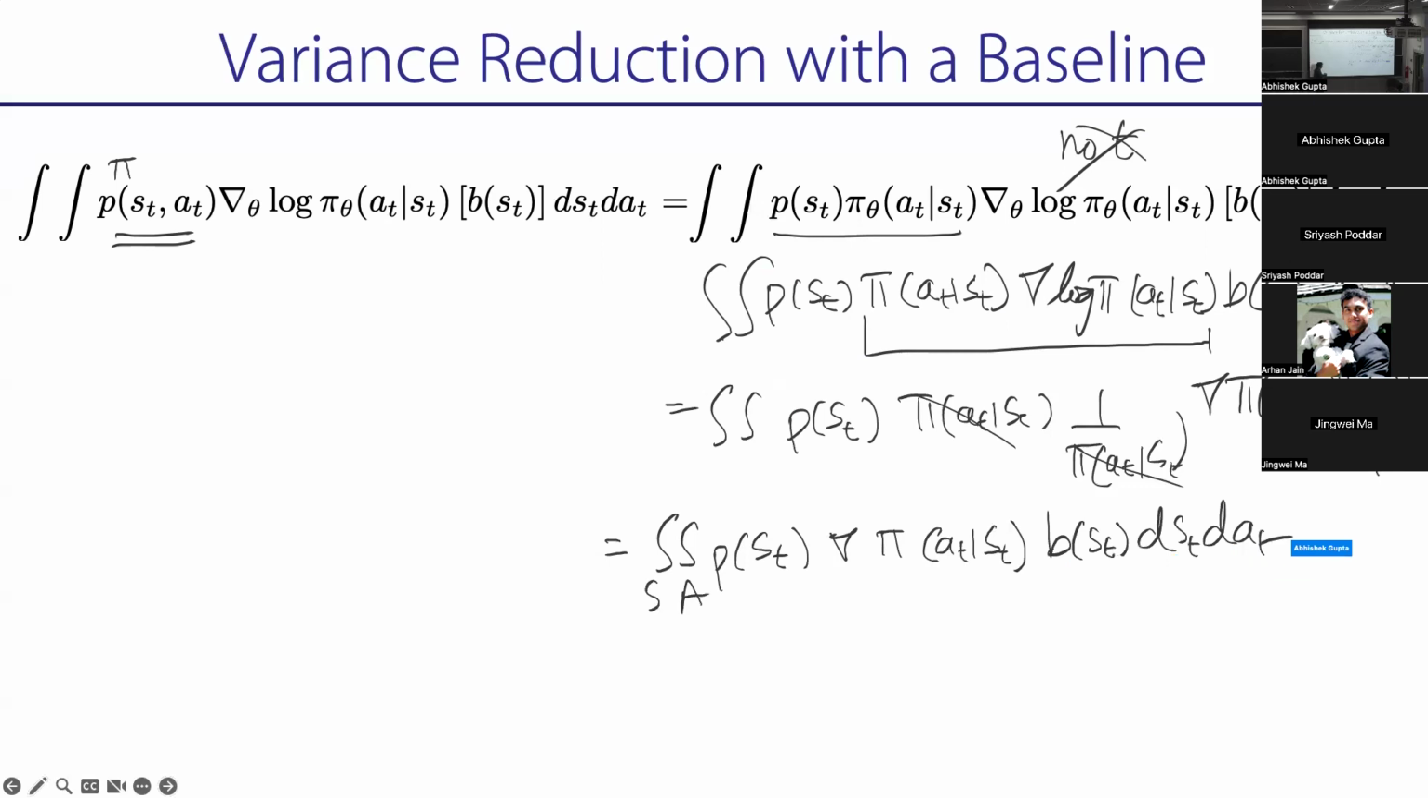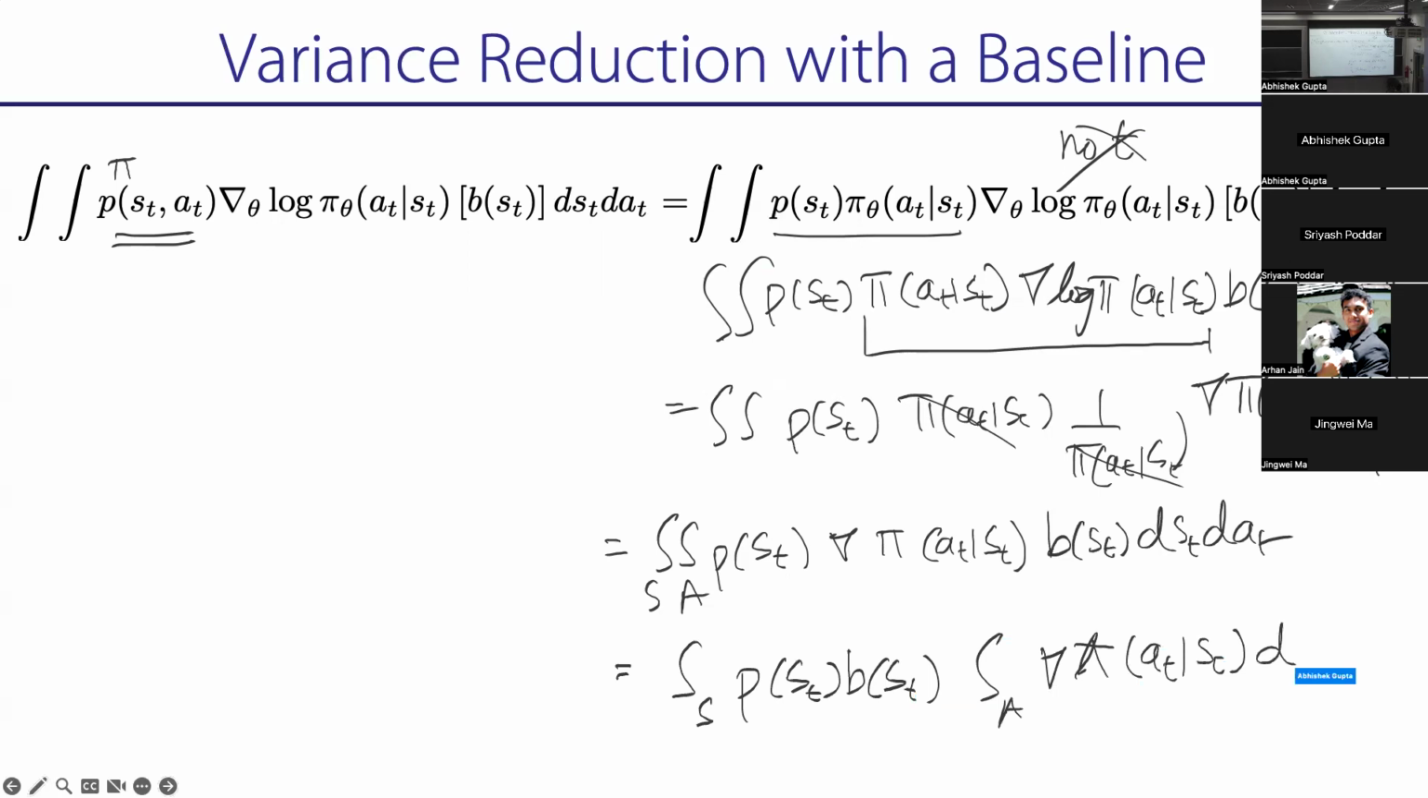So we lost the B term, but now we have regained it. So this is going to be this integral. You notice that this term and this term just don't depend on A, right? So just take them out of the inner integral. You can write this as the integral over S of P of st B of st times the integral over A of grad pi at given st dat, and then this whole thing is dst, right?